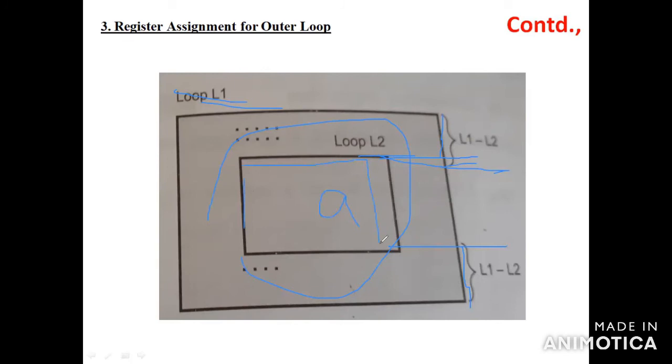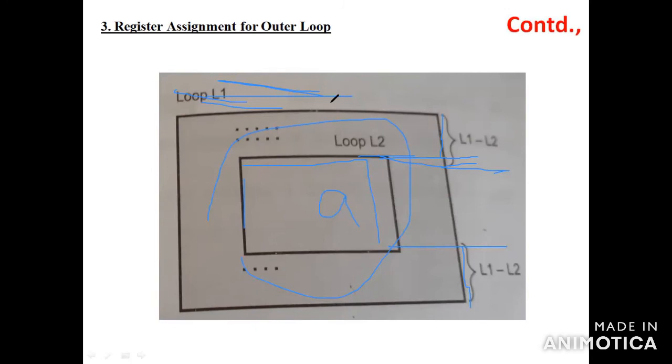Second criteria: if A is allocated in L1 only, it is not allocated in L2. Then the entrance is L2 and the exit, leaving, is also handled. This is the second criteria.